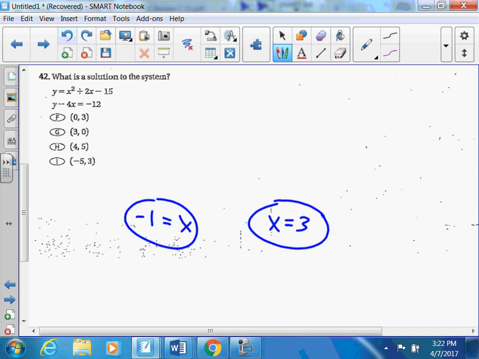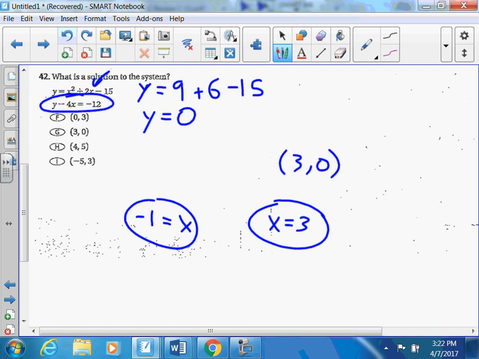So I'm going to plug 3 in for x right here. So y equals. So we plug 3 in for x. 3 squared is 9. Plug 3 in for x here. 2 times 3 is 6, and then minus 15. 9 plus 6 is 15. 15 minus 15 is 0. Y equals 0.